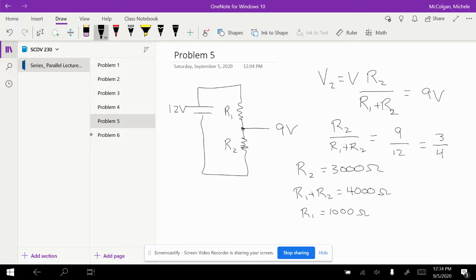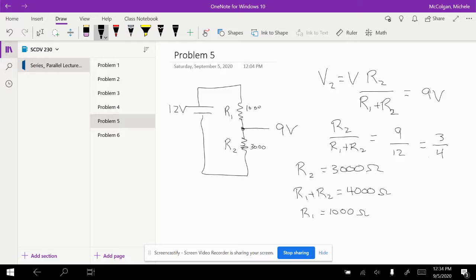Okay, so if I say this is equal to 1,000, and this is equal to 3,000, then that works, right? Because now I've got 3,000 over R1 plus R2, which is 4,000. That gives me 9/12 or 3/4, and 3/4 times 12 volts gives me 9 volts. And so that's just an easy way to figure out my resistors for a voltage divider.